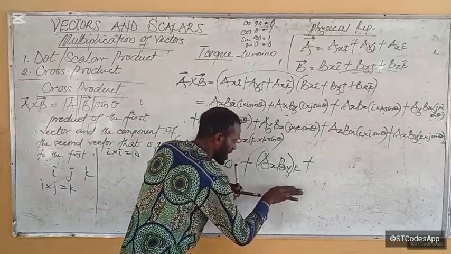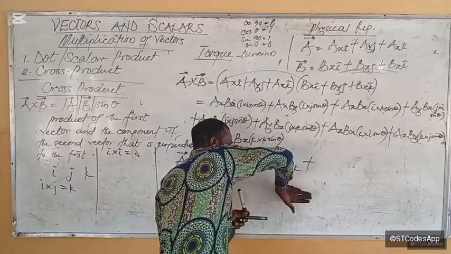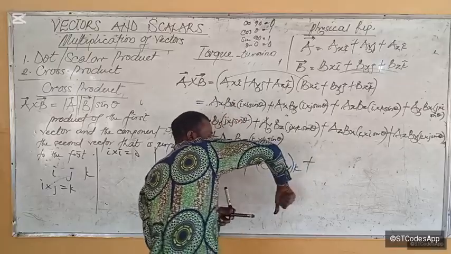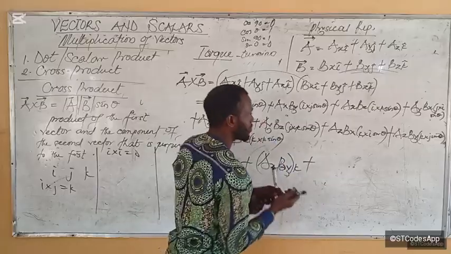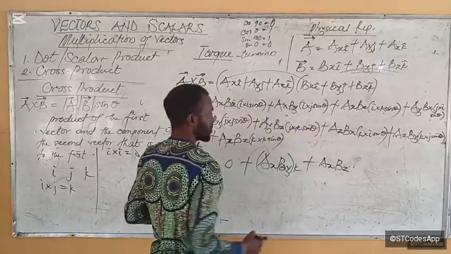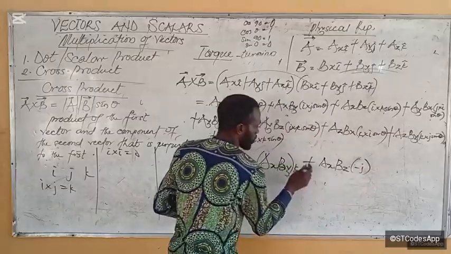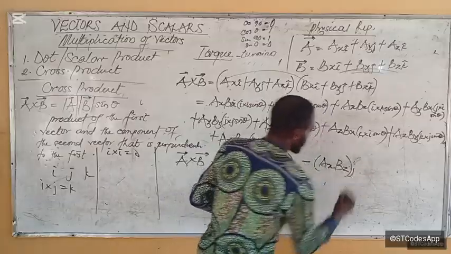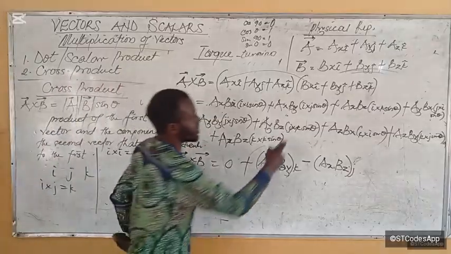Now I want to cross K and I. So this is how we do it. You bring this K and I, you are going from I to K. So you are crossing. Which direction is this? Negative J. So that becomes AX BZ times minus J. So this minus can come forward here, so we say minus AX BZ J. Does that make sense?